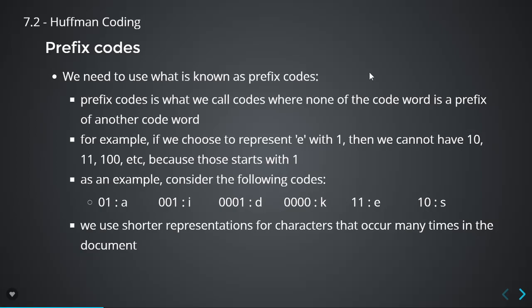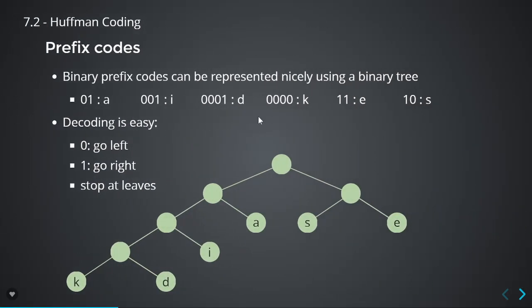And the nice thing about prefix codes is that if you use a binary tree, you can represent these prefix codes very nicely. So this is the code that we have. The way to read this tree is, if you go left, that's a 0. If you go right, that's a 1. So you see how A is 0, 1, and then S is 1, 0, because you go right and then you go left. So if you have a string of bits and you want to change that into characters, then you can just use the tree.